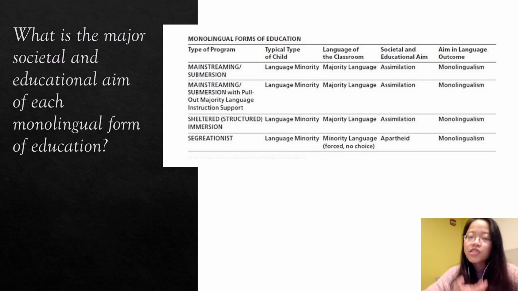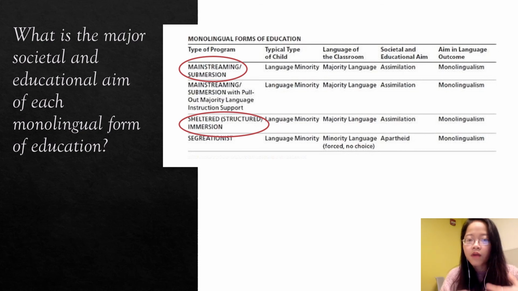It means the teachers will rephrase the content from the course book with simple syntax, and there will be increasing activities of repetition and summary. The teachers will speak slowly, clearly, and frequently check the understanding of the student. So that's the difference between mainstreaming submersion and sheltered immersion.